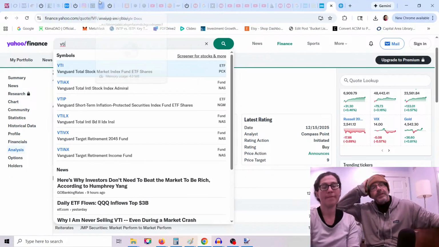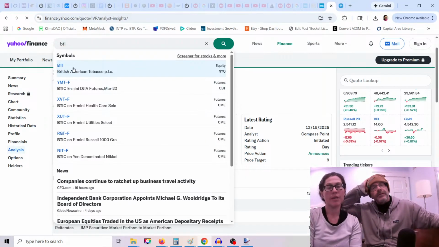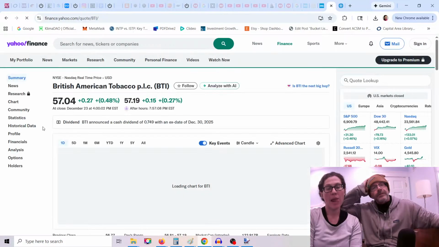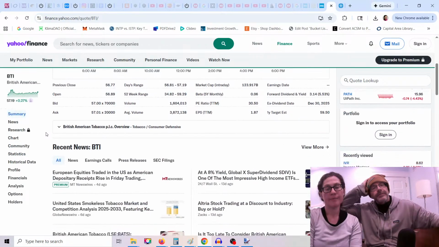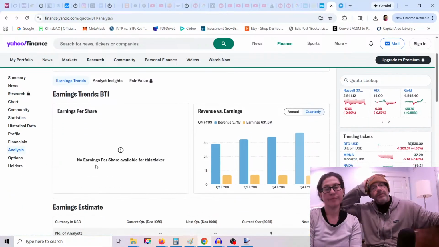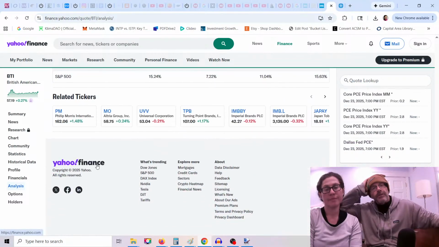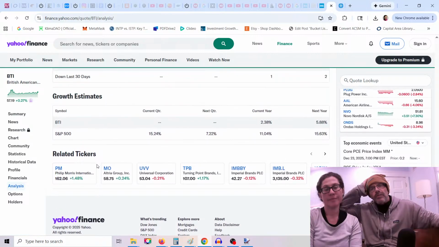BTI. My computer. Analysis. When I'm on this, it doesn't do anything. Go down to the growth estimates just for giggles. I always check the growth estimates. So it's growing by 6%.